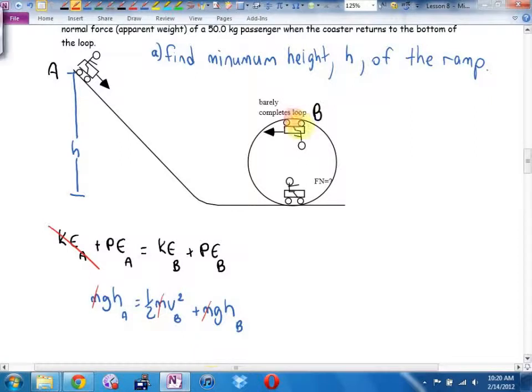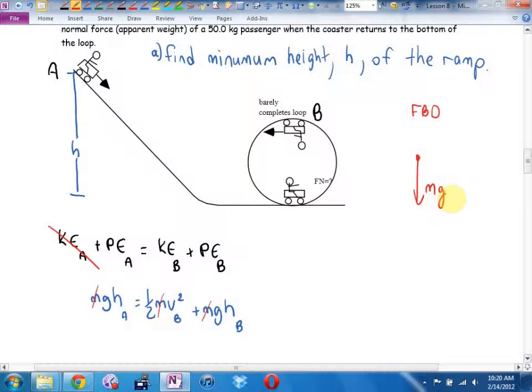Cool. How fast am I traveling right here? Well, if I barely complete the loop, here's my free body diagram right there. What are the forces acting on this? Get the obvious ones. If you barely complete the loop, so you're just about ready to fall off the track, what's the normal force? How heavy would you feel if you just barely made it over? If you were just about to fall off the track?